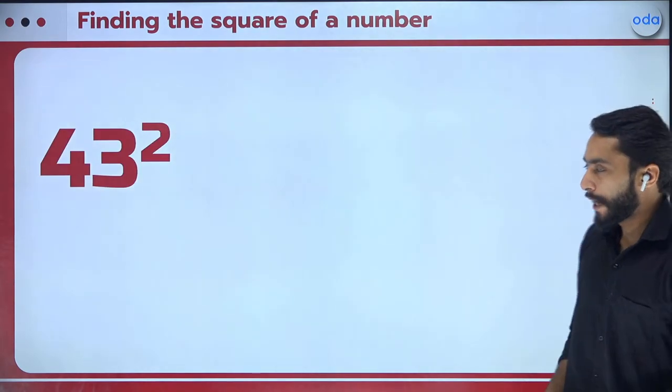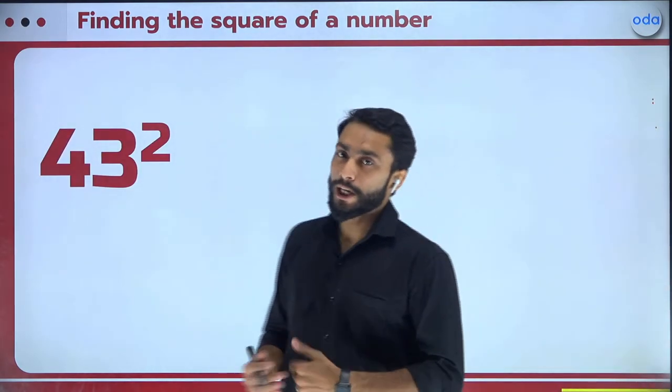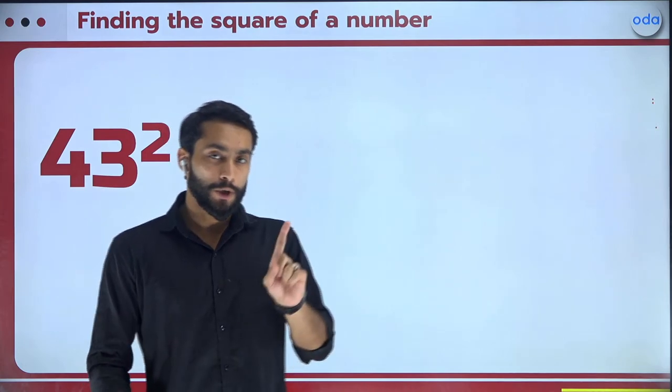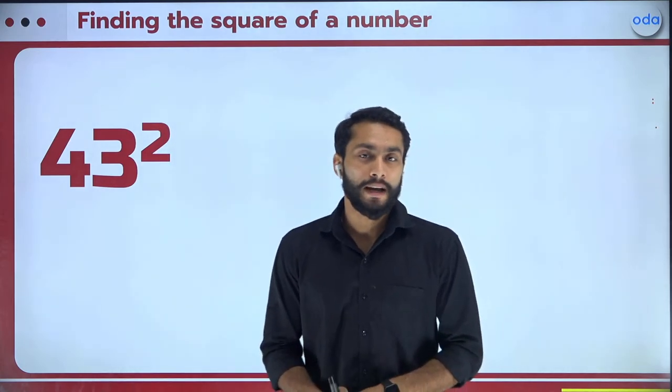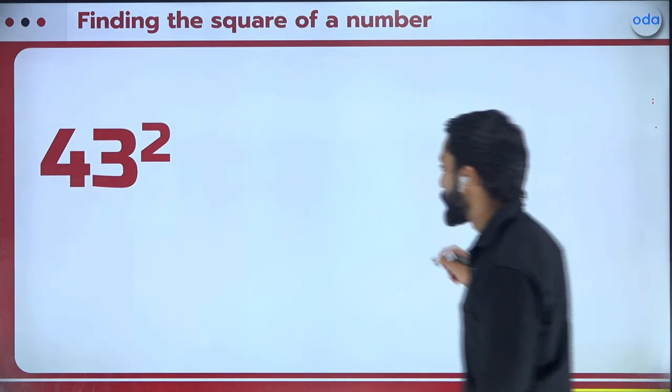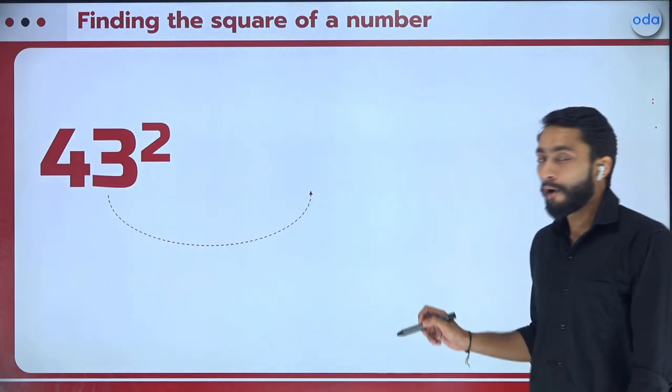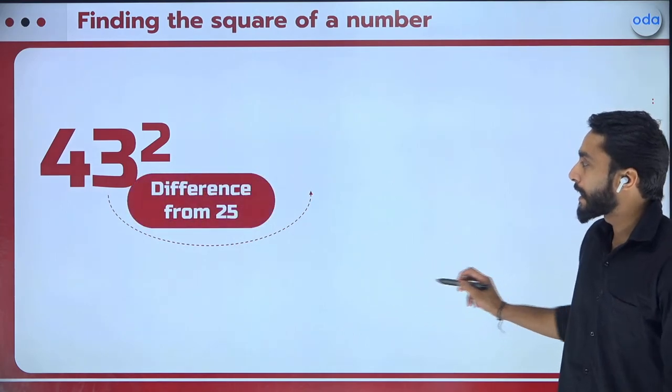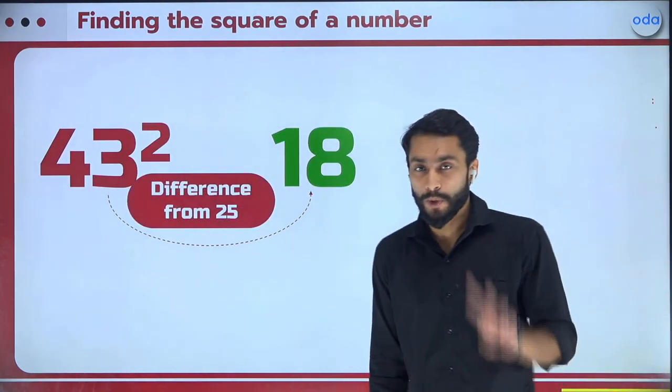43 square we are trying to find. What is the first question you should be asking? You should be asking, how far is this number from 25, right? We know that in the answer, we will have 4 digits. How far is this number from 25? That is 18 far. That means we know the first 2 digits.